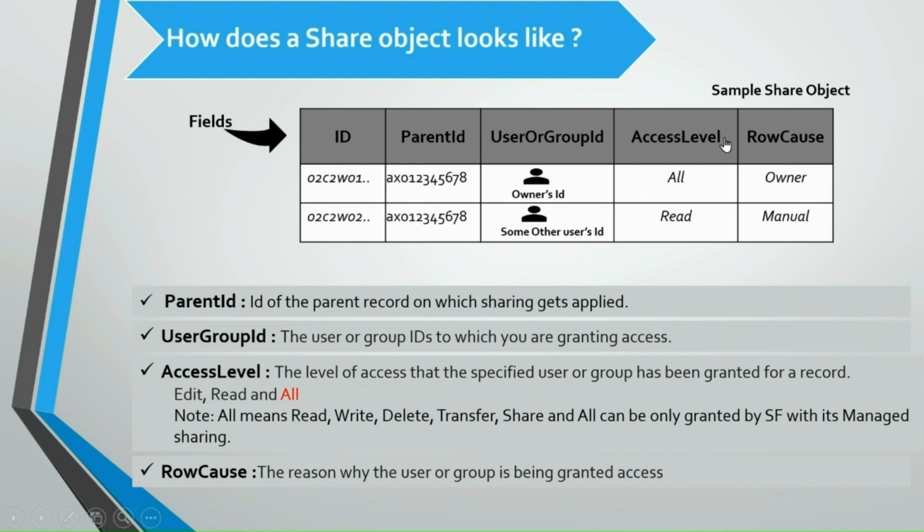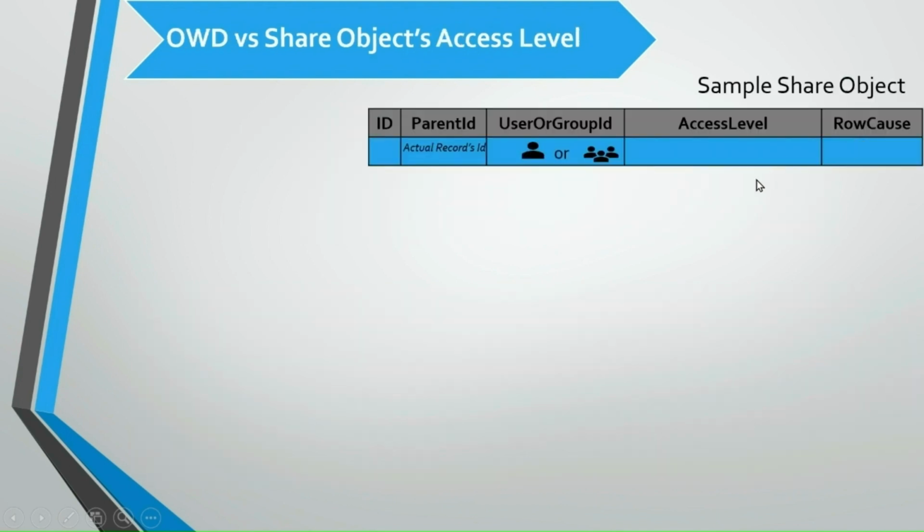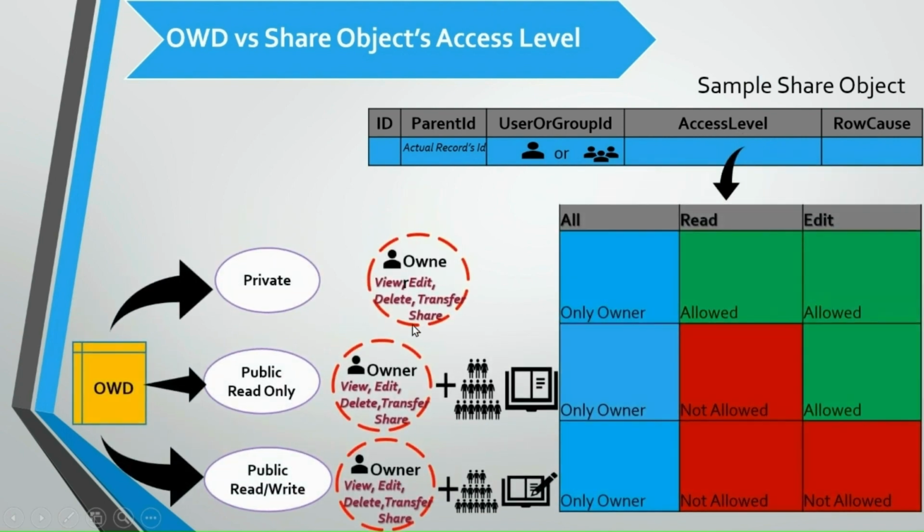Let's see what the possible values of the access level are. The possible values of the access level depend on the OWD of the object. For example, for our custom object, the OWD is private. In that case, only owners would be able to see the records. So programmatically, using an Apex program, we can give read and edit access to the other users. That is why read and edit are allowed here. But as we discussed, all is only for Salesforce internal use, so we are not going to use all for our Apex managed sharing programs.